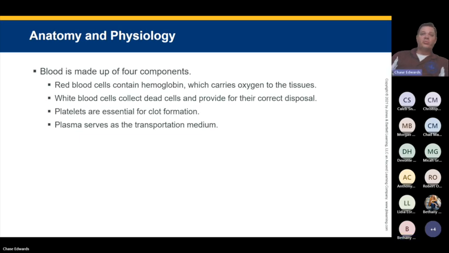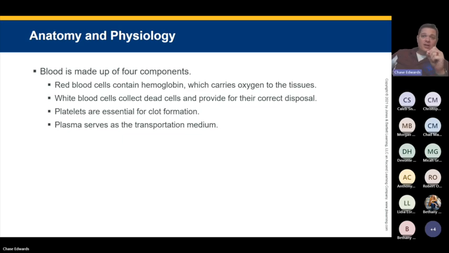All right, so blood is made up of 4 components. You have erythrocytes, you have leukocytes, you have platelets, and you have plasma. So each of the components of the blood serves a purpose in maintaining the body's homeostatic balance, that homeostasis.